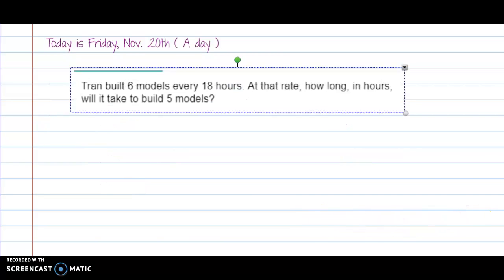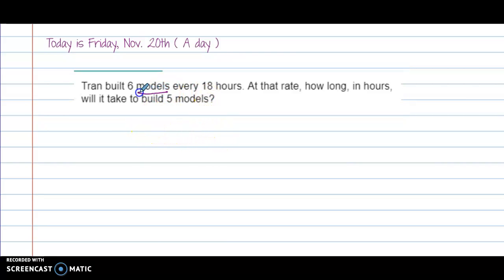Some other types of examples would be word problems. I can't stress enough how important it is to label your proportion with words first, and you have a couple of options. If you like labeling, looking at it like you're putting titles at the top of a table, the two things that are being counted are models to hours. That's our ratio in words. Models to hours.